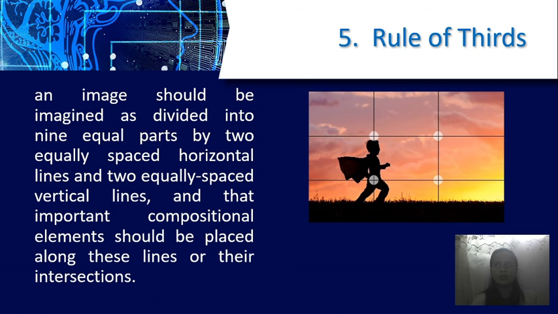Okay, another is the rule of thirds. Rule of thirds means an image should be imagined as divided into 9 equal parts by 2 equally spaced horizontal lines and 2 equally spaced vertical lines. So in the picture, it is divided equally into 9 parts. You see this in the new cameras today, they have the rule of thirds.